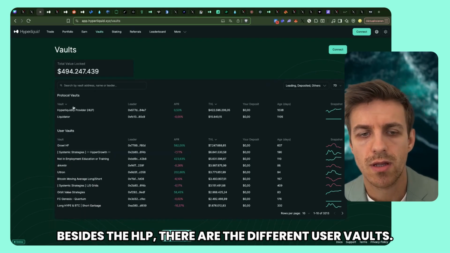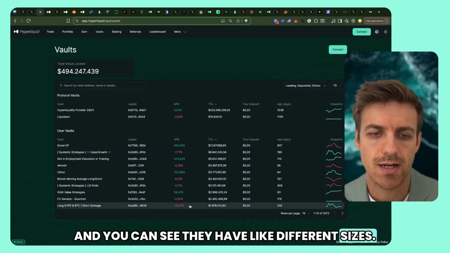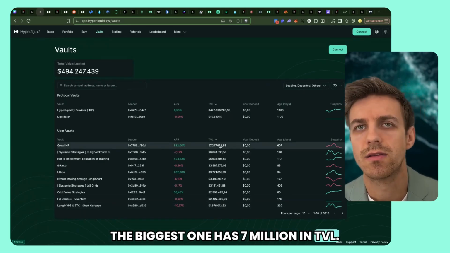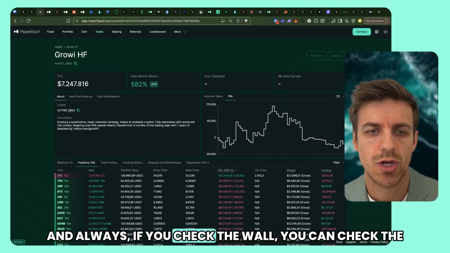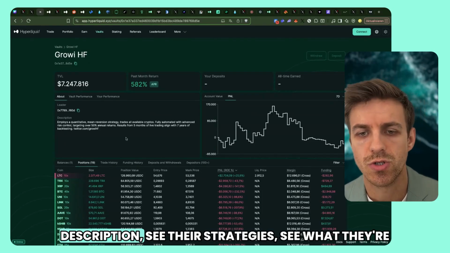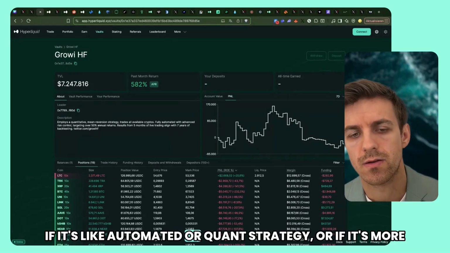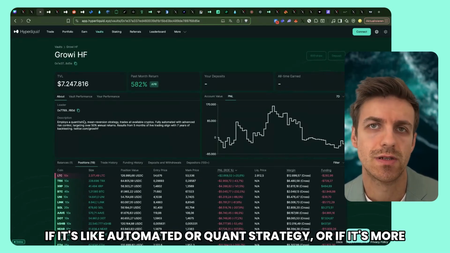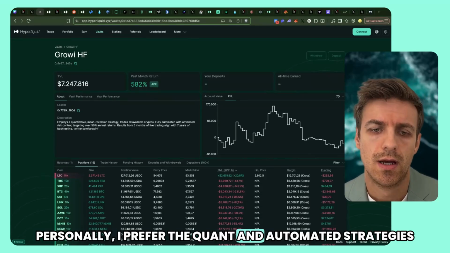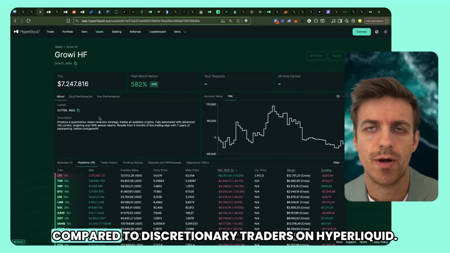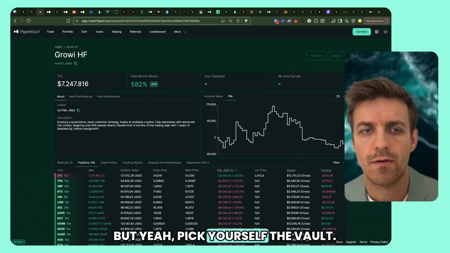Besides the HLP, there are the different user vaults, and you can see they have different sizes. The biggest one has 7 million in TVL. It's the Growy HF, and whenever you check a vault, you can check the description, see their strategy, see what they're doing, if it's an automated or quant strategy, or if it's more discretionary. Personally, I prefer the quant and automated strategies compared to discretionary traders on Hyperliquid. But yeah, pick the vault yourself.